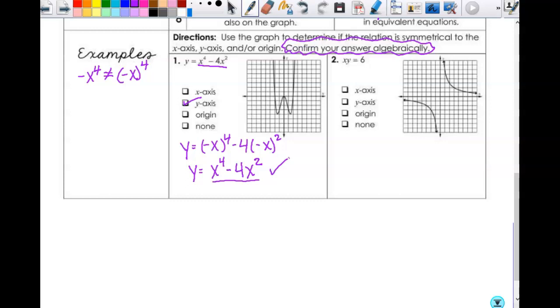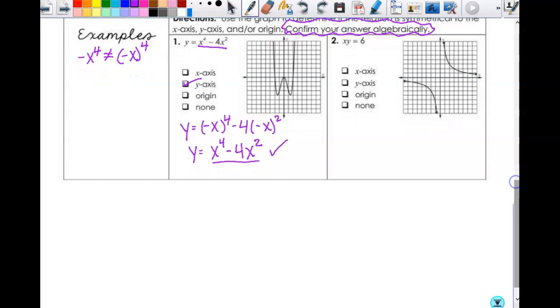Okay? We good? All right, so what kind of symmetry does it look like number 2 has? Origin. Okay, so it's not x-axis or y-axis, but we will go with origin. I agree with that. So to test origin, you have to substitute in negative x and negative y. So I'm going to do negative x times negative y equals 6. Well, what's negative x times negative y? xy, positive, good, equals 6. And we have confirmed it. Okay, we good? Any questions? Awesome.